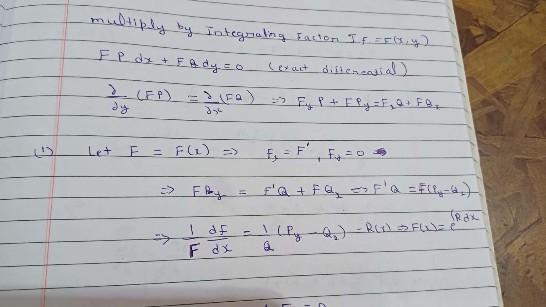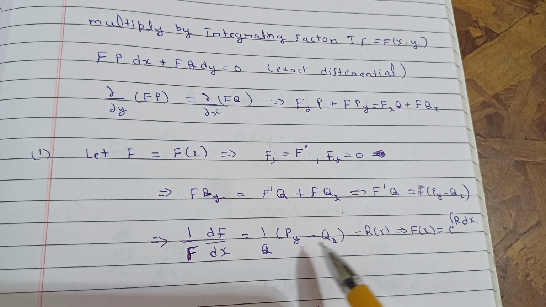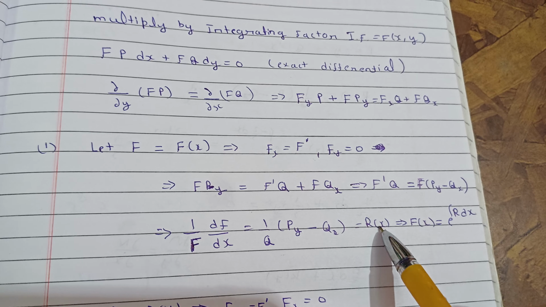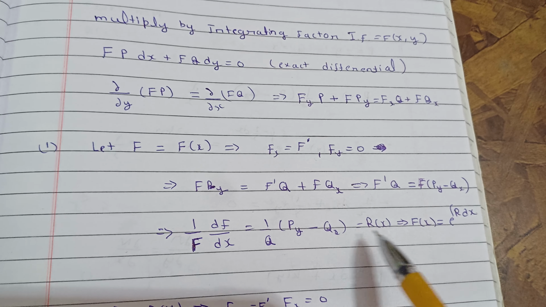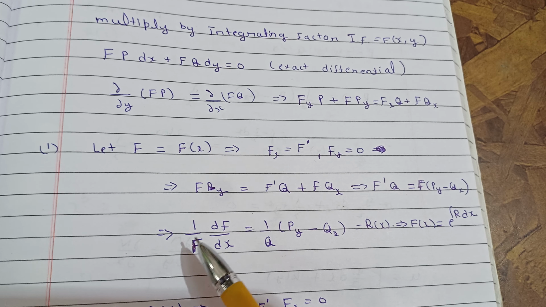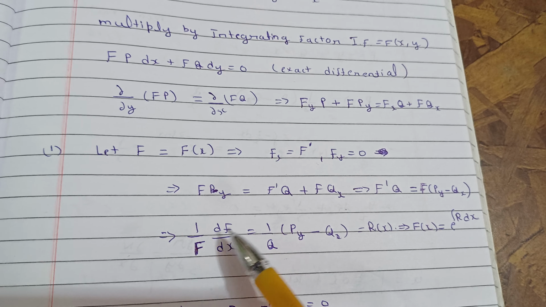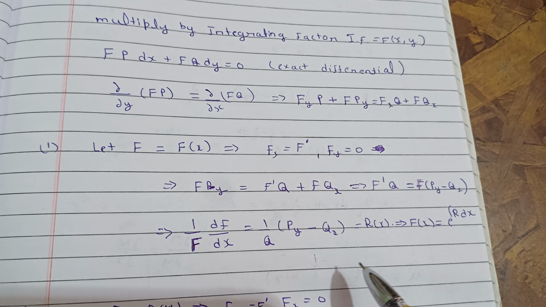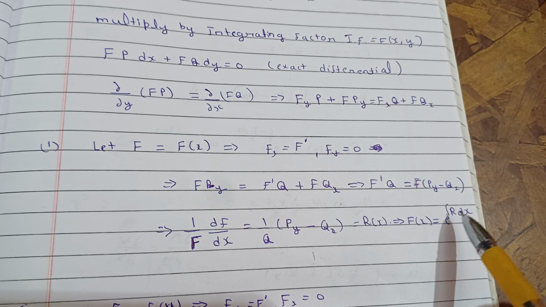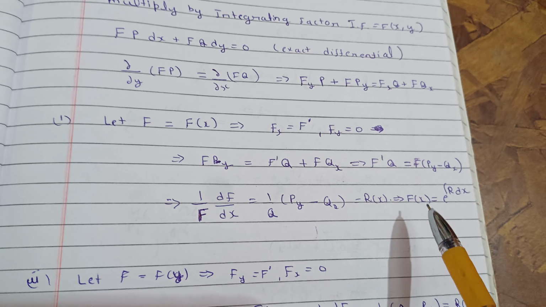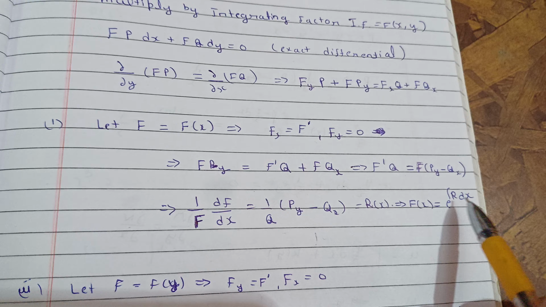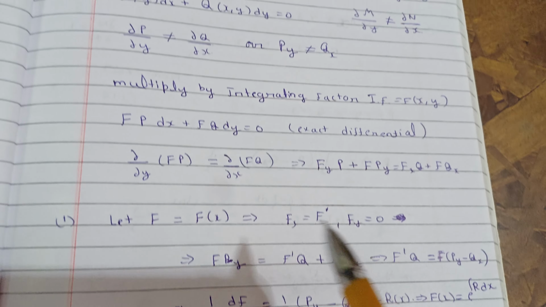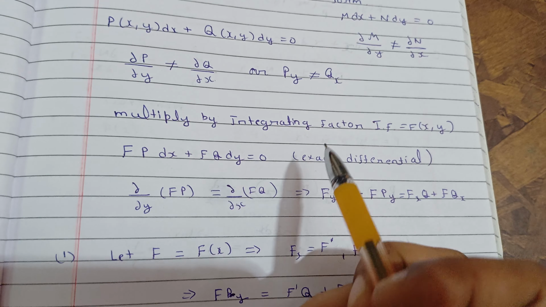Now from here you can write this whole term as r(x). If this is equal to r(x), then take dx with this: r(x) dx = (1/f) df, and integral of 1/f df is nothing but log f. So log f = ∫r(x) dx. From there f will be equal to e to the power ∫r(x) dx. So that's how we get this equation. f(x) is nothing but e to the power ∫r(x) dx. So this will be the value of f, and if we multiply this f in this equation, we'll get the exact differential equation.